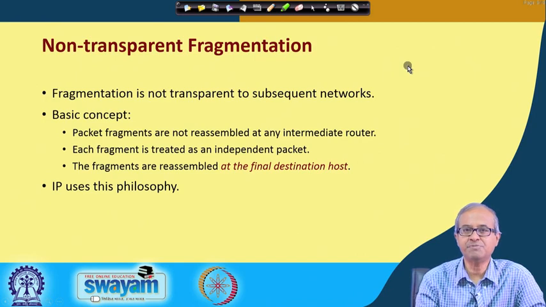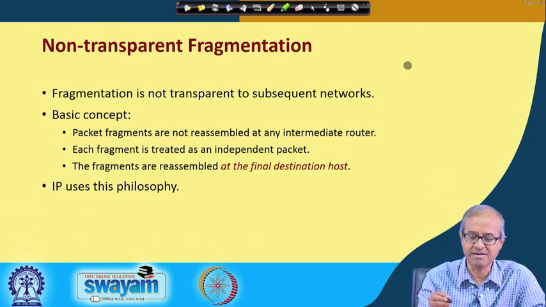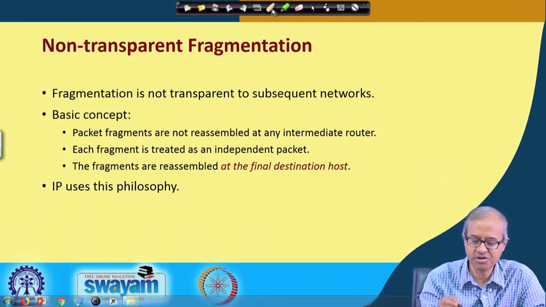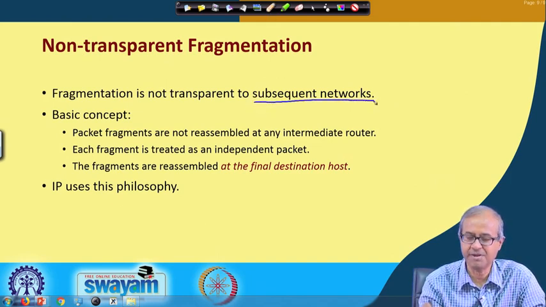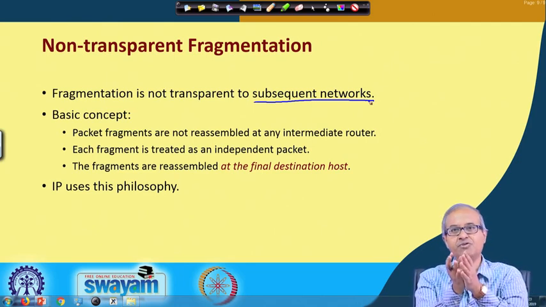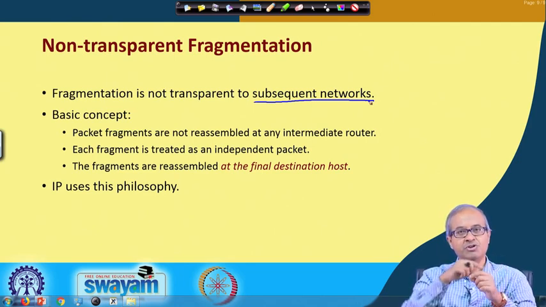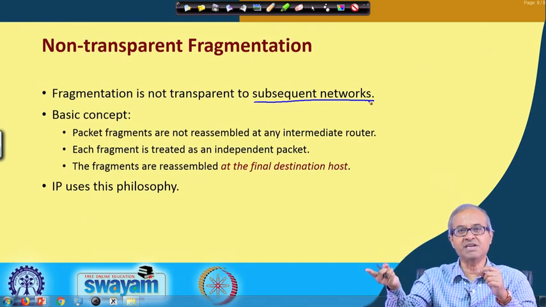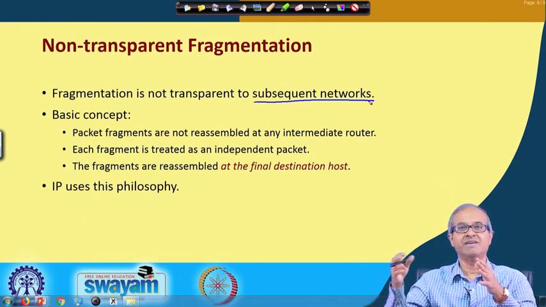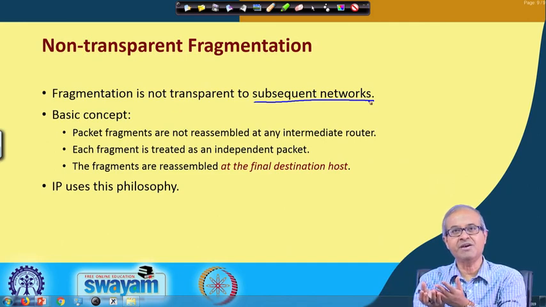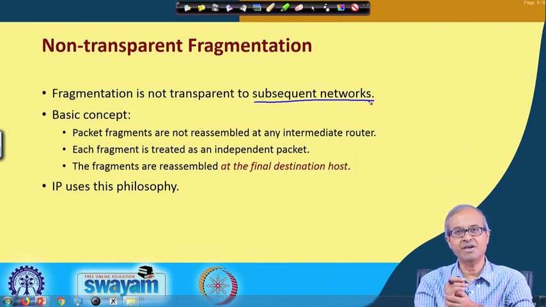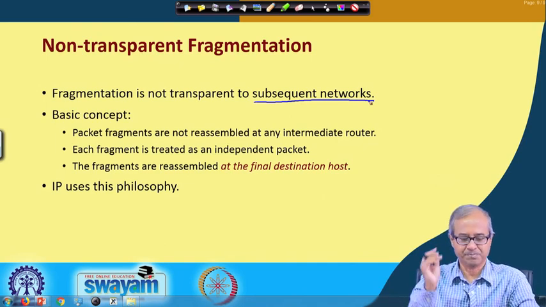Now, coming to non-transparent fragmentation, this is what the IP protocol follows. Here the fragmentation is not transparent to the subsequent networks. The subsequent network will know that fragmentation has taken place. Suppose a router divides a packet into 4 fragments. All those 4 fragments will go to the next network as separate packets. The subsequent networks will receive all these 4 smaller packets as independent separate packets. Okay. So, there is no reassembly done in the intermediate stages.